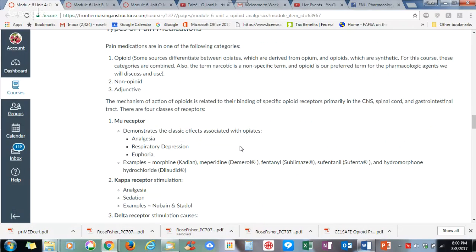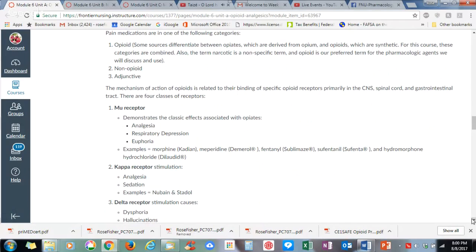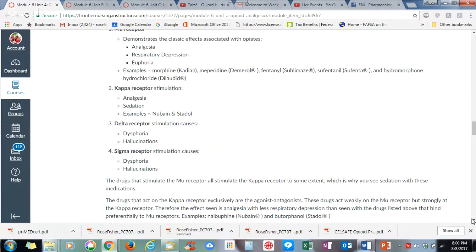The mechanism of action of opioids is related to the binding of specific opioid receptors, primarily in the CNS, spinal cord, and gastrointestinal tract. There are 4 classes of receptors. Number 1, there's a mu receptor, which demonstrates the classic effects associated with opiates, such as analgesia, respiratory depression, and euphoria. Examples are morphine, codeine, meperidine, which is Demerol, fentanyl, which is Sublimaze, sufentanil, which is Sufenta, and hydromorphone hydrochloride, which is Dilaudid.